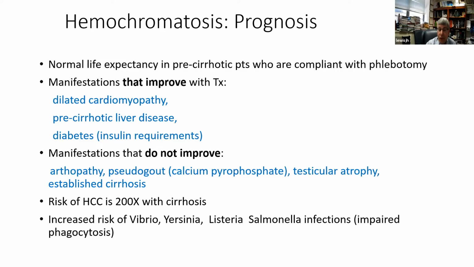The manifestations of hemochromatosis that improve with treatment. These are boards questions. The cardiomyopathy, pre-cirrhotic liver disease, and diabetes can all improve with phlebotomy. The manifestations that fail to improve are the arthritis, the pseudo-gout, testicular atrophy, and if you've already got established cirrhosis, probably not going to improve. And as you can see here, the risk of liver cancer is 200-fold elevated in hemochromatosis with cirrhosis. And if you've got cirrhosis, just like any other cirrhotic, you're at increased risk of all these other infections.